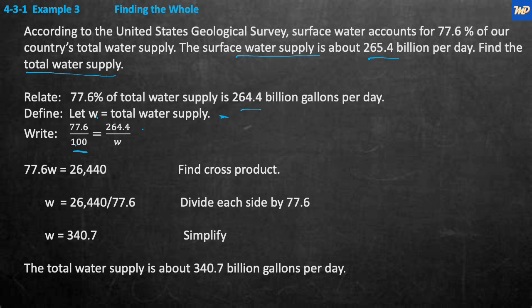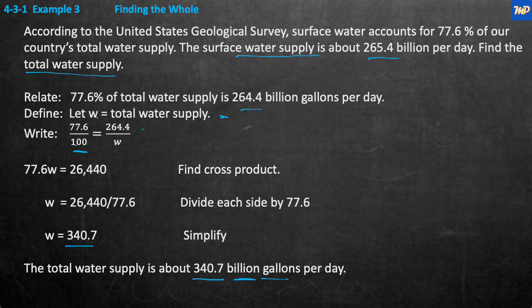Okay, so now W is, we're going to take the 26,440 and divide it by 77.6. And when we do that, we're going to get W being equal to 340.7. So the total water supply is about 340.7 billion gallons of water per day.